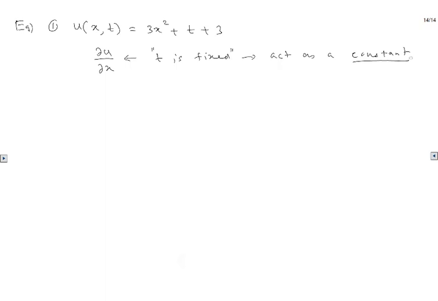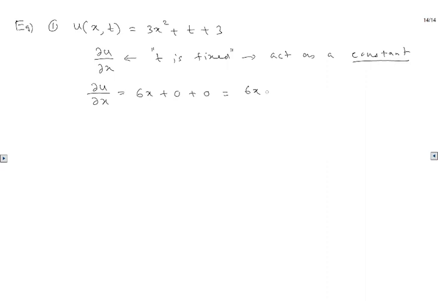So dabba u over dabba x: only x is the variable, so we just take the regular derivative. The derivative is going to be 6x. t is a constant, so it's 0. 3 is also a constant, 0. So you only get 6x. That is the partial derivative of u with respect to x.